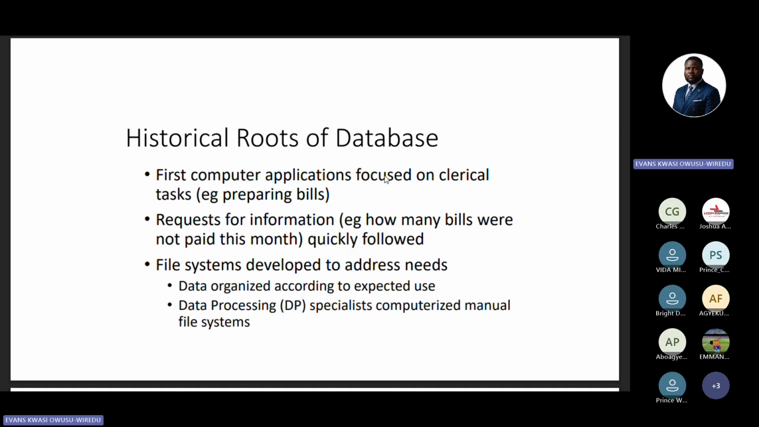So we are looking at where it came from, and I explained from the beginning, right? It came first as a computer application focused on clerical tasks. It was focusing on particular activities only. You get it? It focused on specific activities and nothing else.